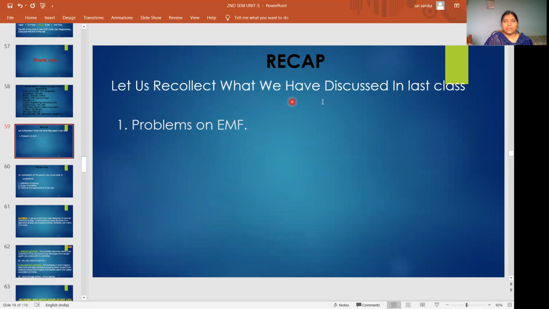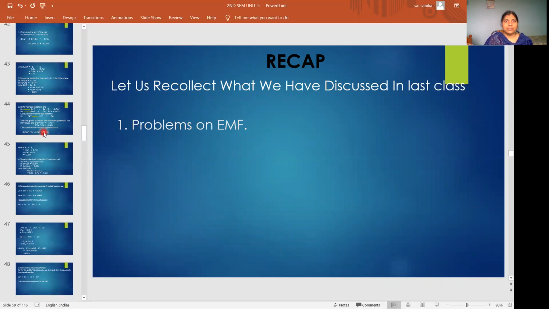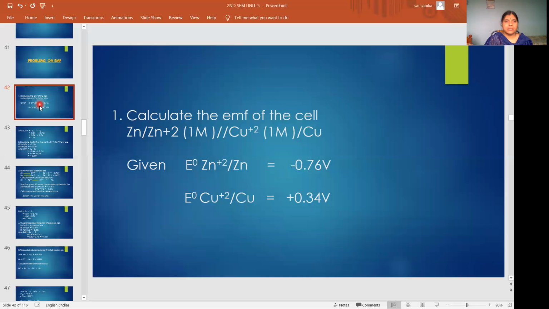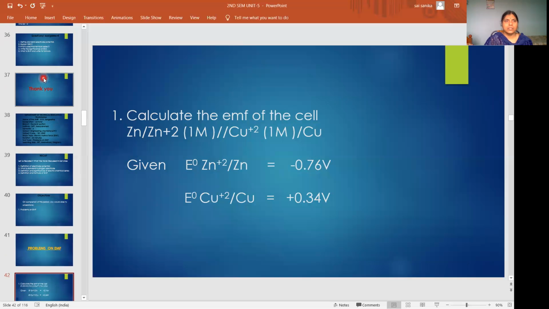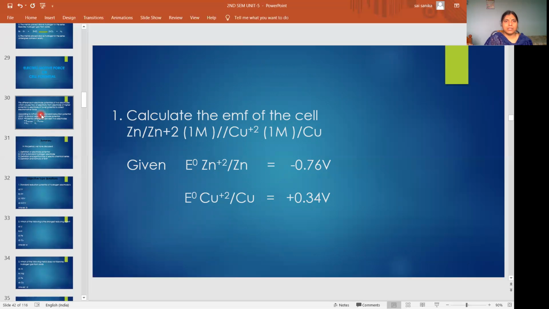Let us recollect what we have discussed in the last class. In the last class we discussed problems on EMF. Once again I will revise these problems. To do problems you should know the formula for EMF, which we discussed before.